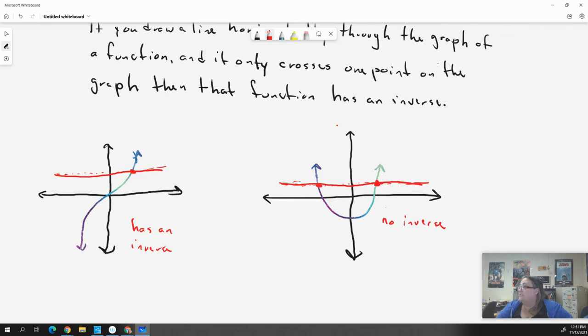I could be drawing a straight line here, right? This one crosses at 2 points, right? These are both functions, right? This is the graph of a function. This is a graph of a function. This is y equals x squared. This is y equals x cubed, right? These are both functions, but this function has an inverse. This one does not have an inverse.